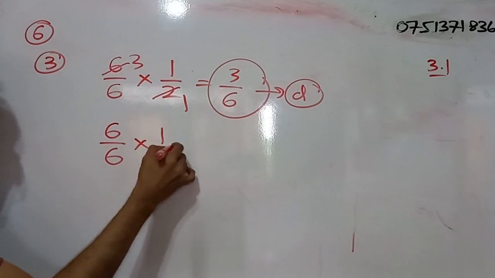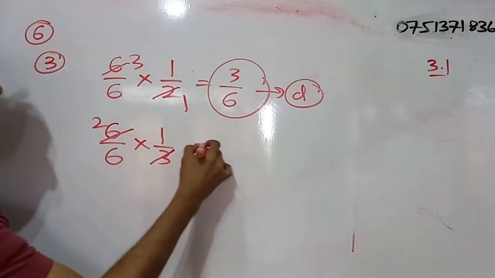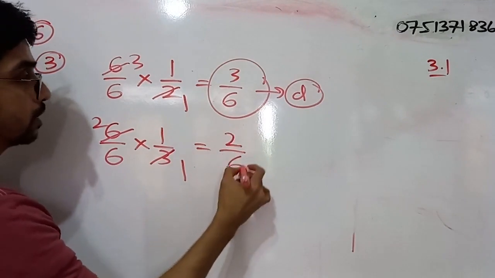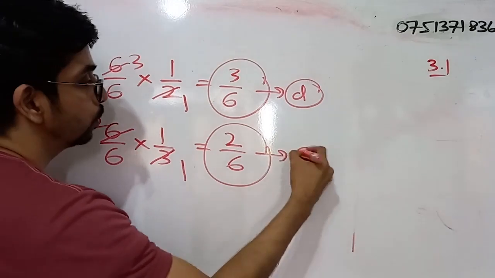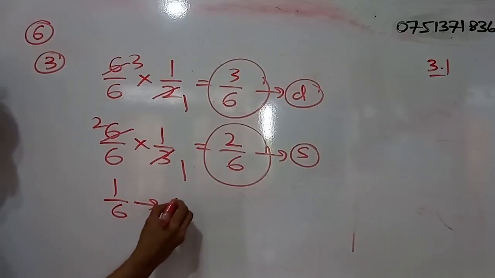So we have to multiply this by 1/3. 3 times 1, 3 times 2. So we get what? 2 by 6. So this amount went to the son. The remaining amount, as we know, went to charity, no?